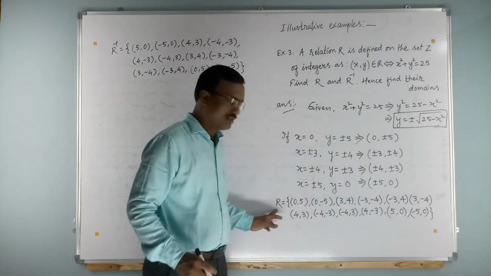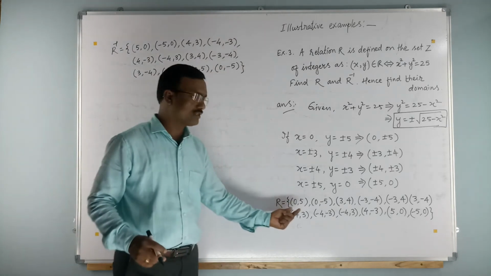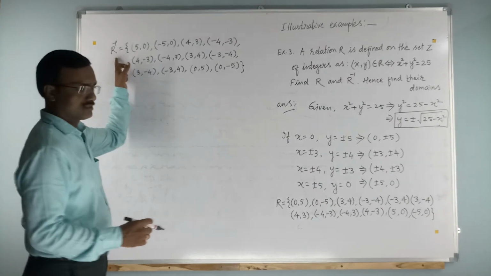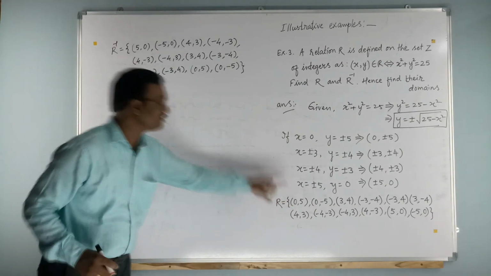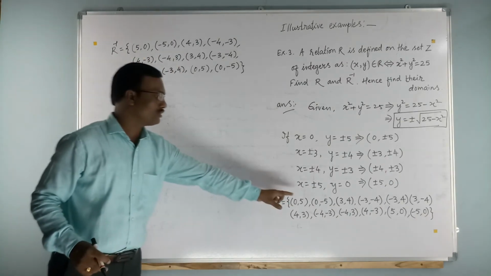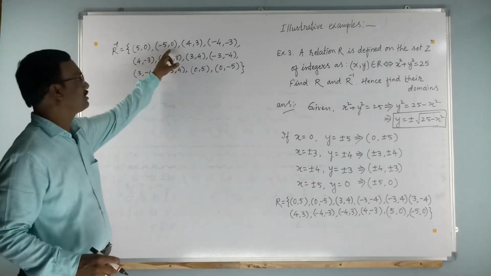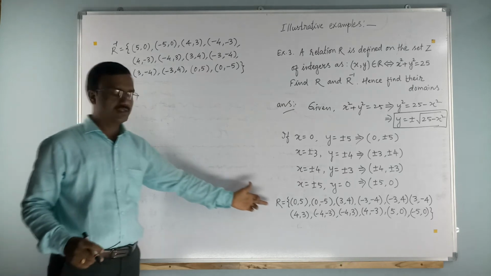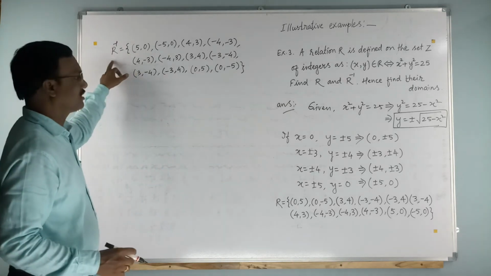And if this is R, then reversing the position of the elements in the ordered pairs, we get R inverse like this. Okay, this is 0, 5, then 5, 0, 0, minus 5, then minus 5, 0. In this way we can write R inverse. So in this way these are the relations R and inverse relation R.